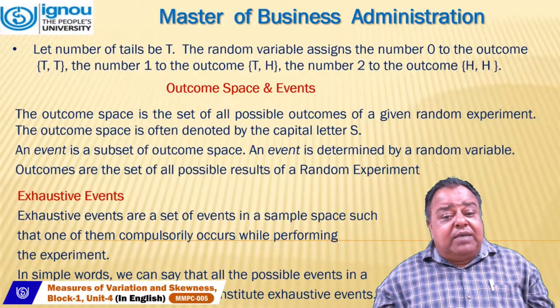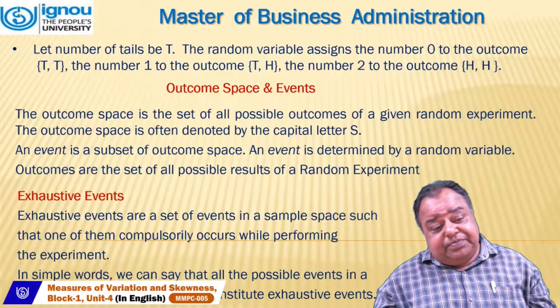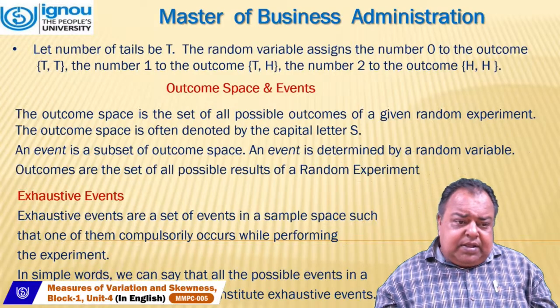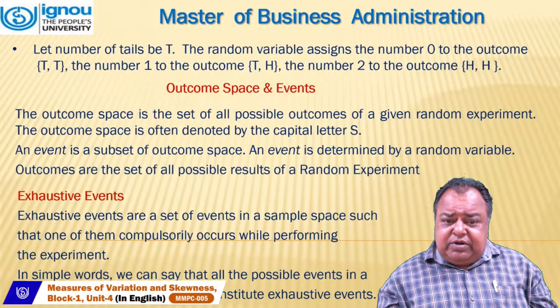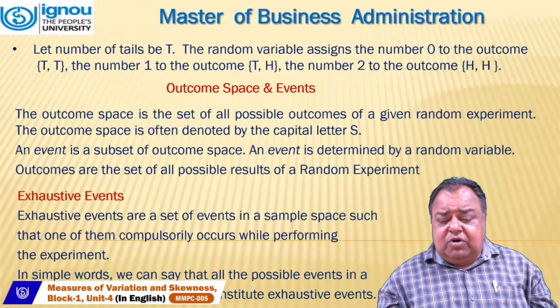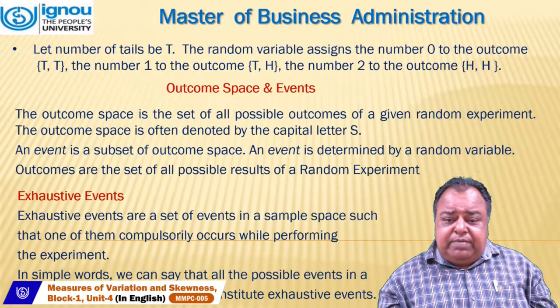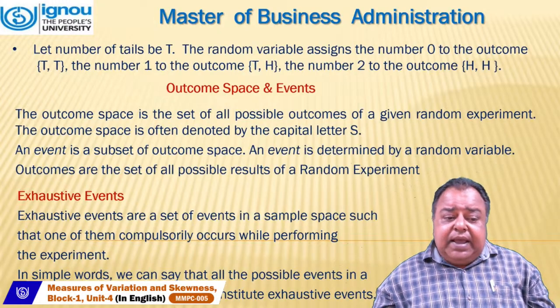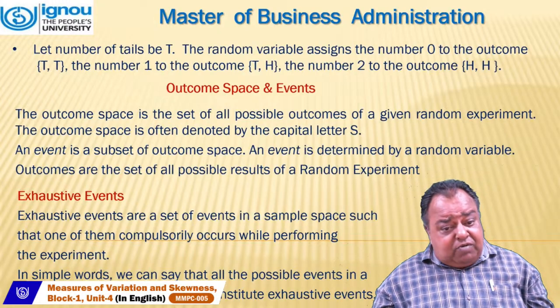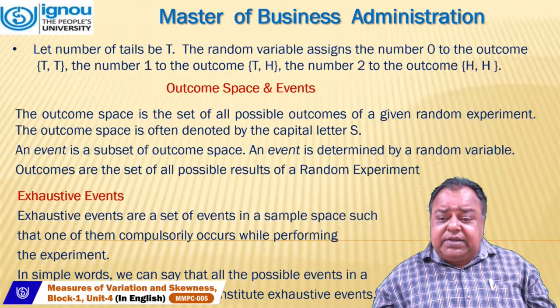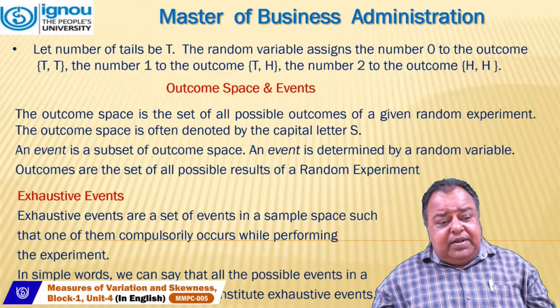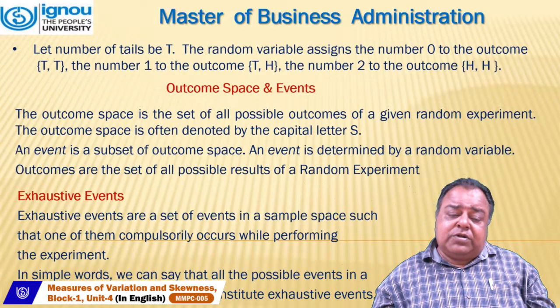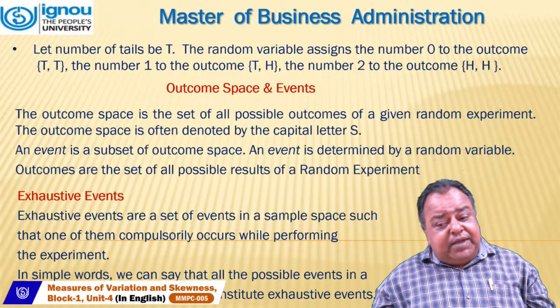Then comes outcome space and events. The outcome space is the set of all possible outcomes of a given random experiment. The outcome space is denoted by capital S. An event is a subset of the outcome space. An event is determined by a random variable. Outcomes are the set of all possible results of a random experiment.